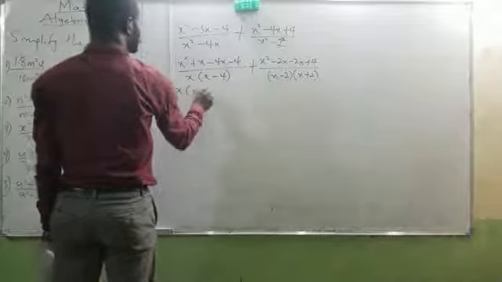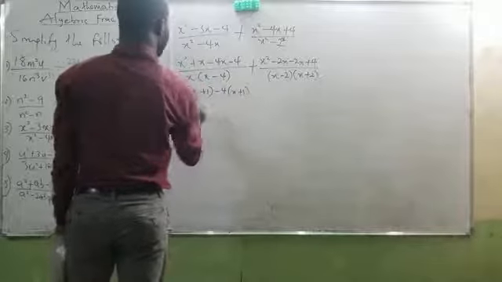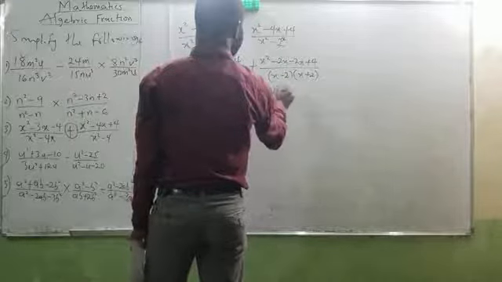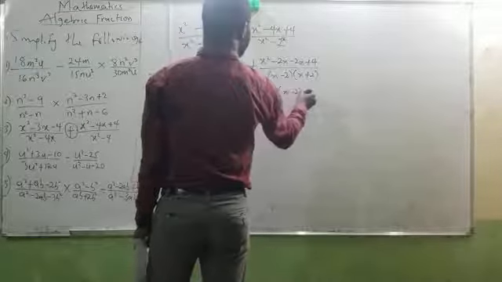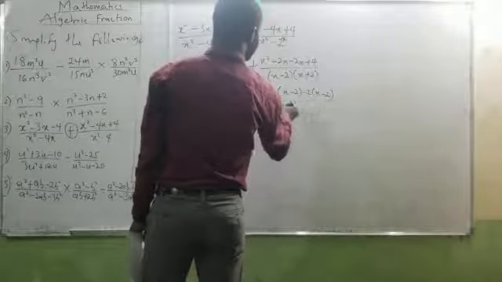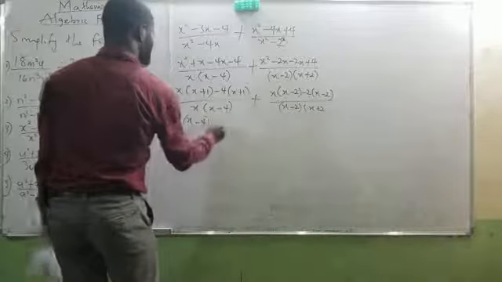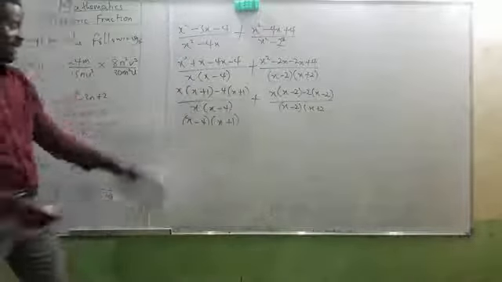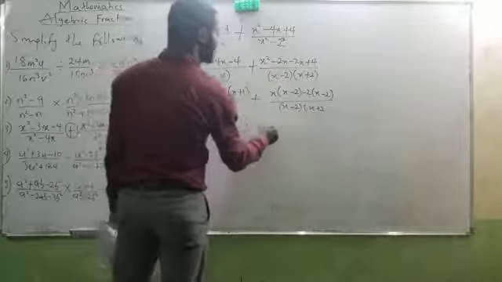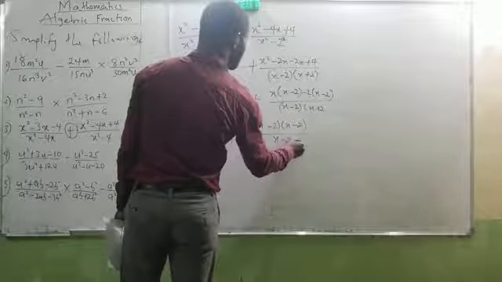x bracket of x plus 1, minus 4 bracket of x plus 1, divided by x bracket of x minus 4, plus x bracket of x minus 2 and x minus 2, divided by x minus 2, x plus 2. Now, x minus 4 and x plus 1. Can you see I just factorized? Divided by x bracket of x minus 4, plus x minus 2, x minus 2, divided by x minus 2, x plus 2.